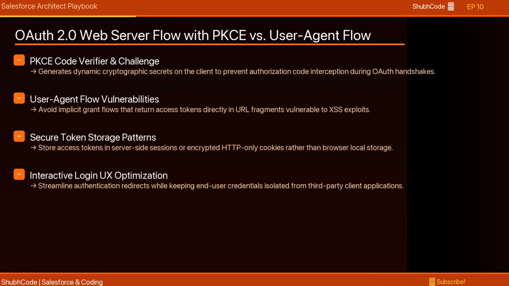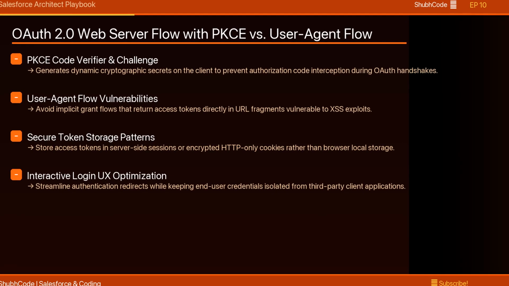The OAuth 2.0 Web Server Flow with PKCE is the gold standard for user-facing applications requiring access to Salesforce APIs. The user agent flow exposes access tokens directly in HTTP redirects, rendering it vulnerable to token leakage via browser history and cross-site scripting. By mandating proof key for code exchange, architects eliminate authorization code interception attacks even in public clients. Never store long-lived access tokens in client-side local storage, always rely on secure, HTTP-only session cookies or refresh token rotation.